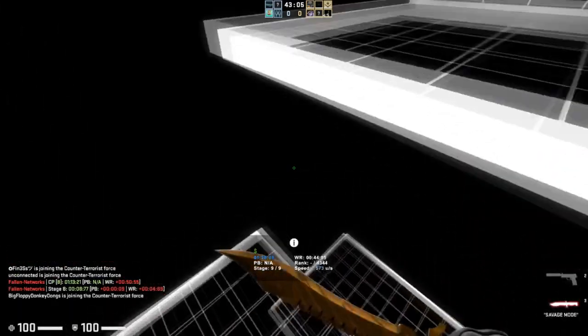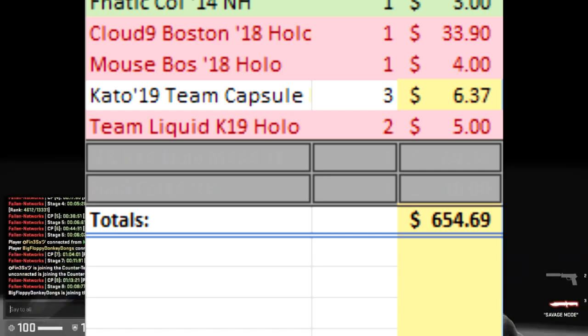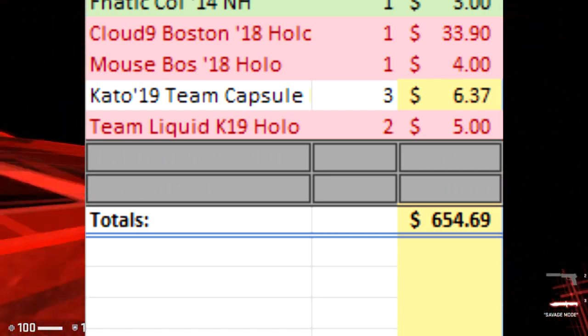The reason for that is because we are very, very close to hitting our initial value. It is a little bit off on the spreadsheet. It says we're at a little bit over $500, but we're actually about to hit $500 in reality.